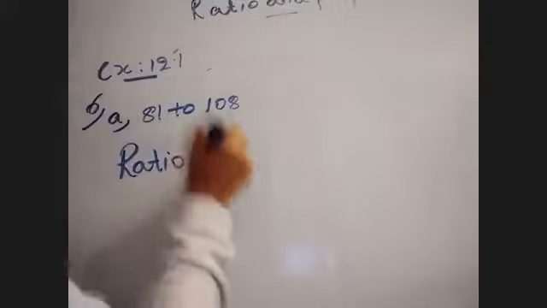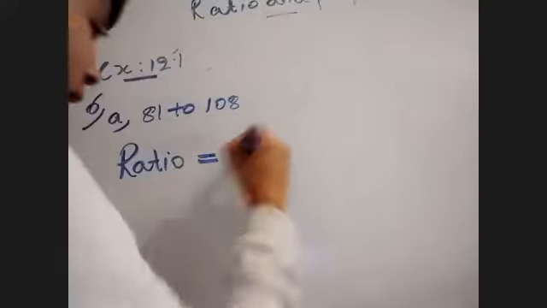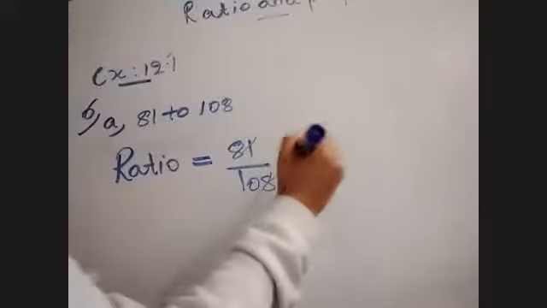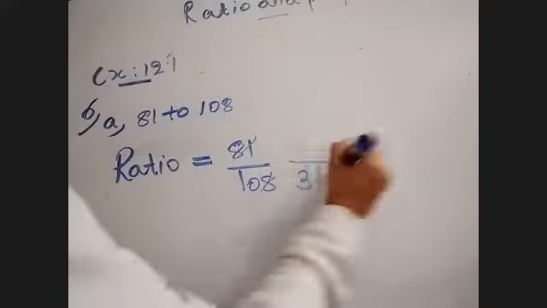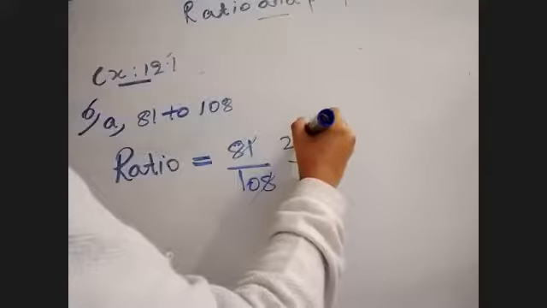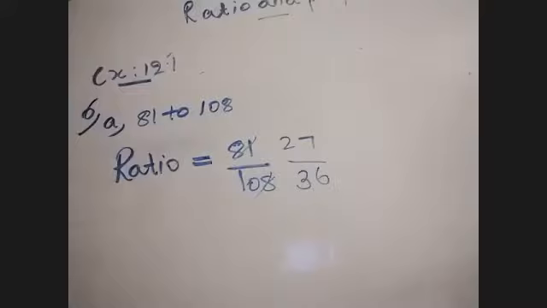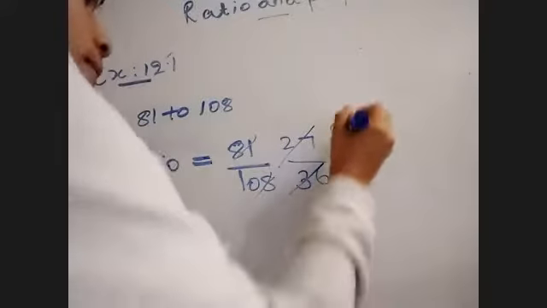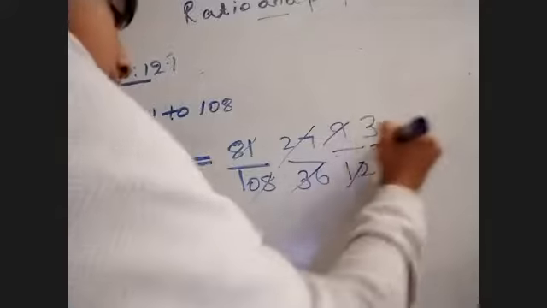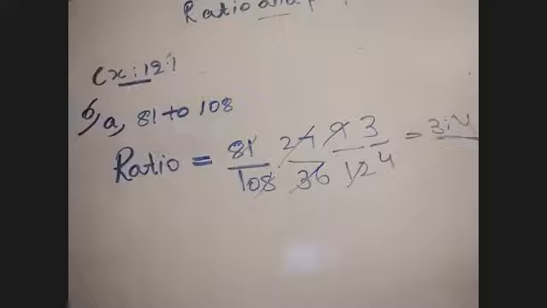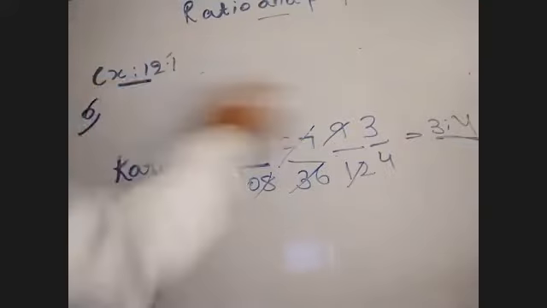So if we see the ratio, 81 will come first and 108 second, and then you can divide this by 3. 3 twenty-sevens are 81 and 3 thirty-sixes are 108. Then we can divide this again by 3: 3 nines are 27 and 3 twelves are 36. Divided by 3 again, we get 9 and 12, and then 3 and 4. So the ratio is 3 by 4. Okay, clear.